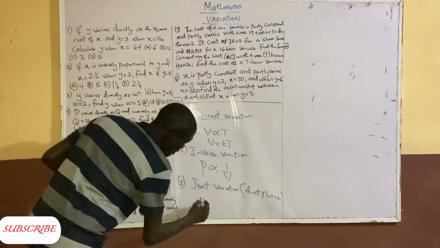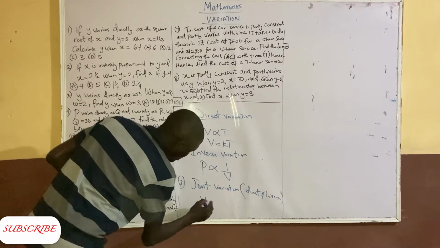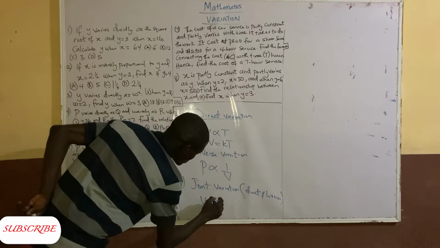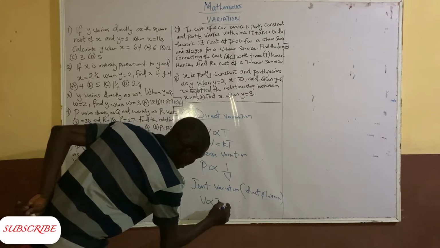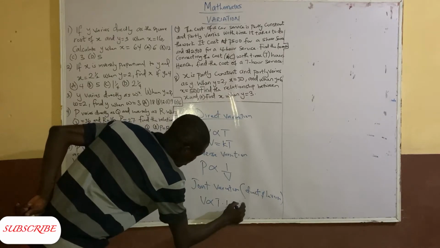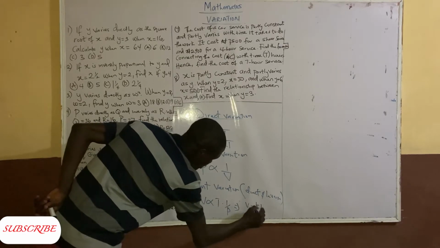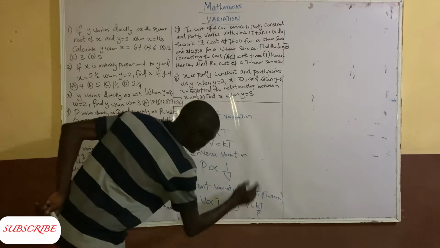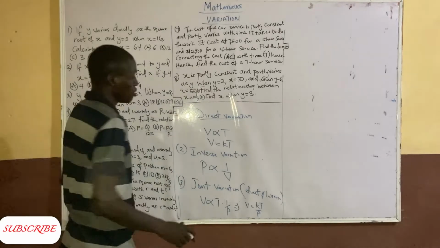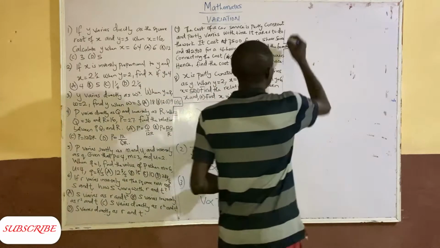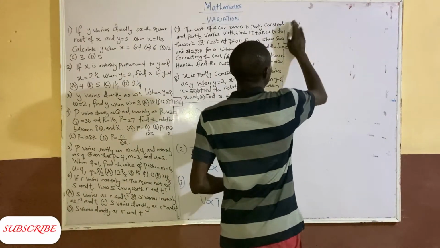As we combine, V is directly proportional to T and inversely proportional to P, that is, T multiplied by 1 over P. So you can easily say V is equal to KT over P. So this is a joint variation. Now that's that about that. And the last one here before we go into our calculation is the partial variation.